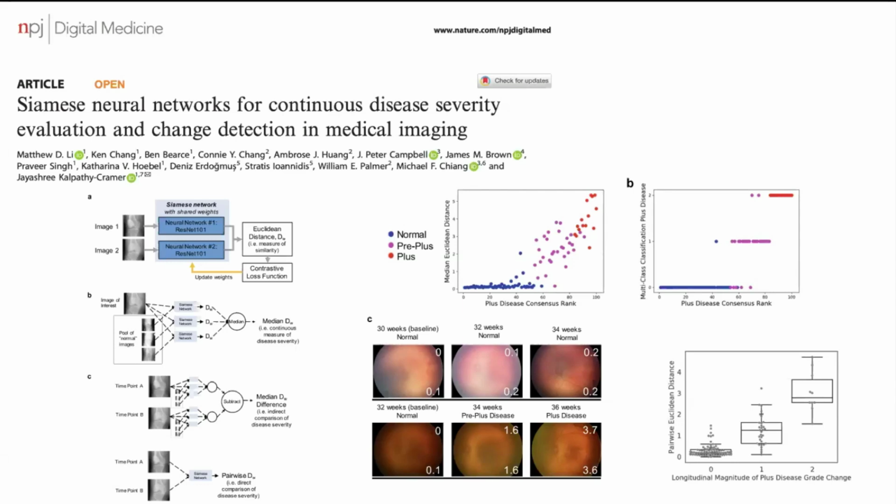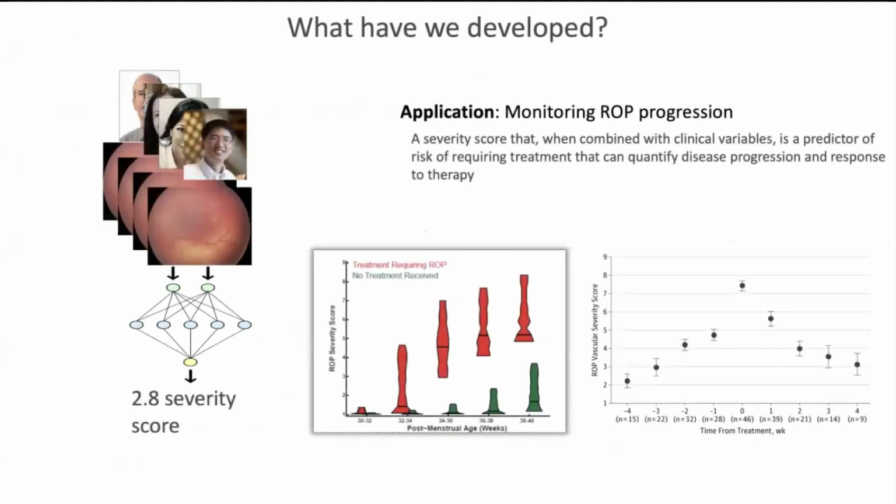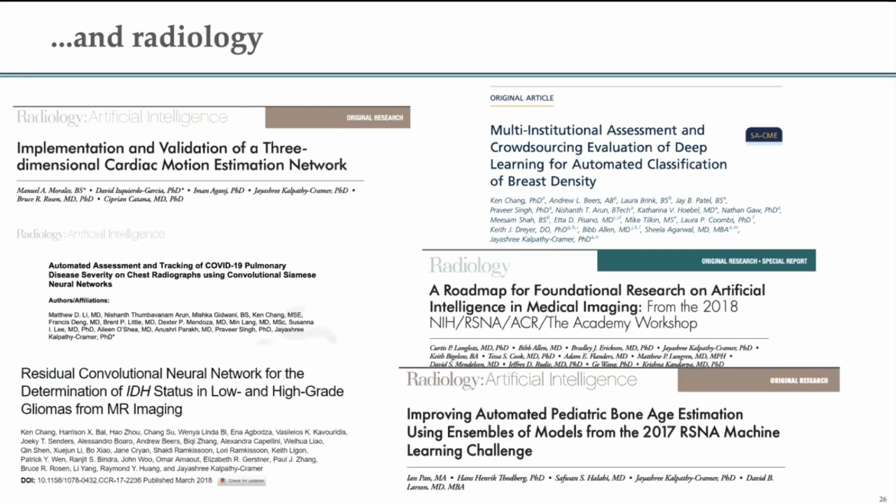continuous severity scale. And there you can use it to essentially say, okay, this baby's eye is not changing over time. This one, on the other hand, is getting much worse. And the ability to do longitudinal change within a baby can go up when we do that. So based on that, we created, again, a severity scale using a couple of different approaches, including Siamese networks, and showed that we can use it to monitor disease progression as well as disease response to therapy.